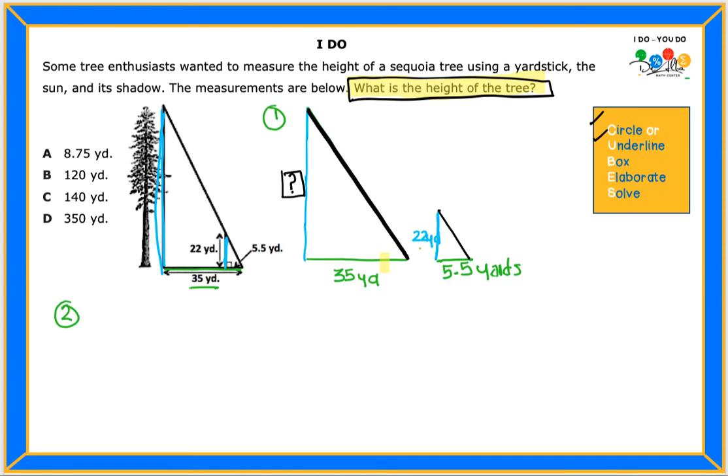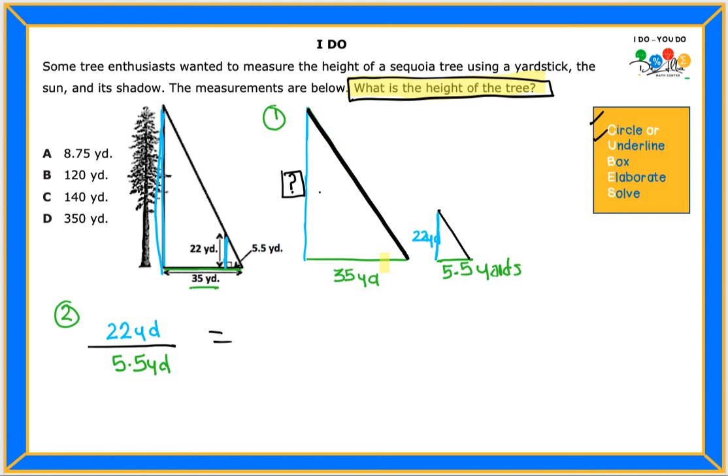So I have 22 yards, and that is in blue. So when I have 22 yards in the height, the base is 5.5. These are yards. You see, guys? So that's what we're saying. When I have 22, the other dimension is 5.5 in the same shape.